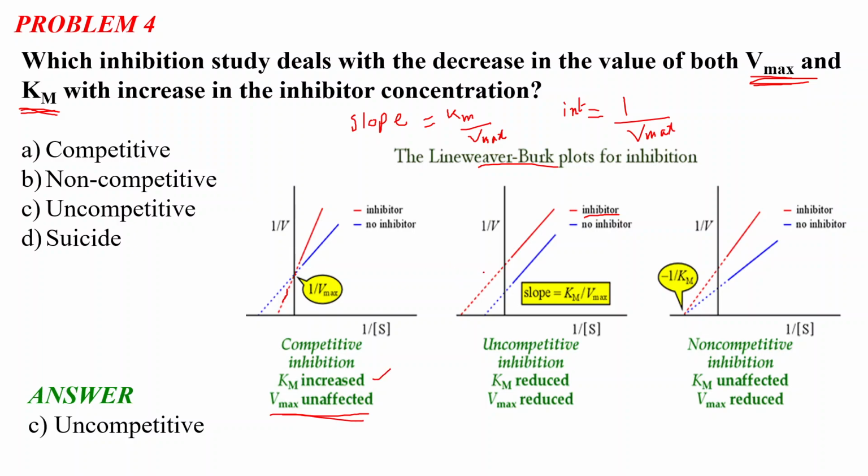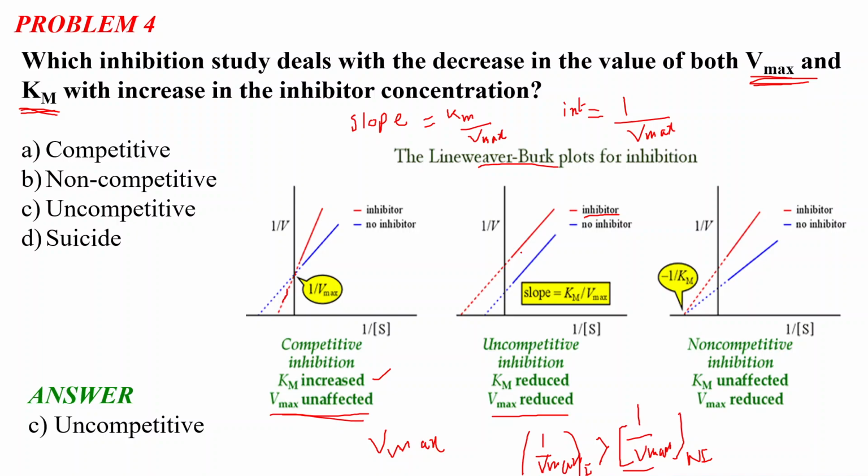Now, let us see the uncompetitive inhibition. Here there are different values of the intercepts. In the presence of inhibitor, the value of 1 by Vmax is more than the value of 1 by Vmax when there is no inhibitor, which implies that the Vmax value is reduced. I represent 1 by Vmax with inhibitor, I meaning inhibitor, as greater than 1 by Vmax with no inhibitor, NI meaning no inhibitor. Since 1 by Vmax of inhibitor is greater, taking the reciprocal, the Vmax value decreases in that case.